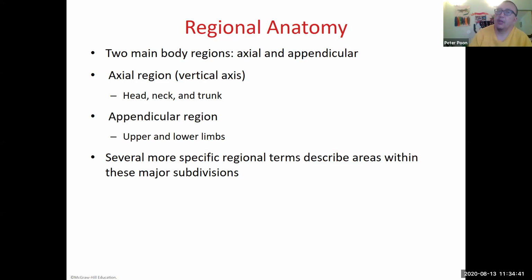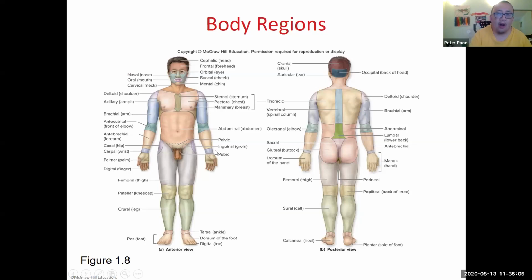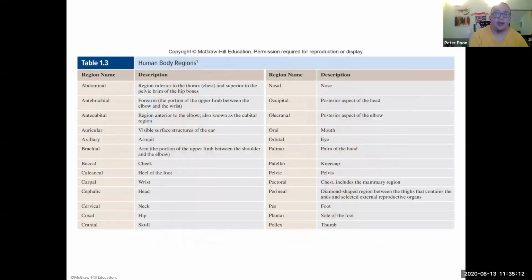So there are two major regions. The major axis of the body, the head, neck, and trunk, is the axial region. Then we have the appendages, your arms and legs, the things that attach to the body. And then here are all the body regions. Make sure you are familiar with this.